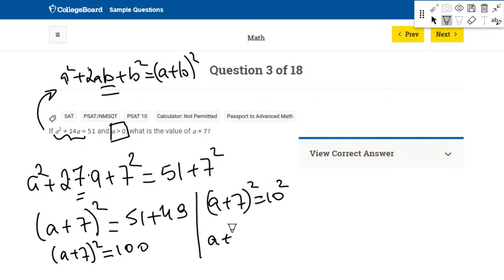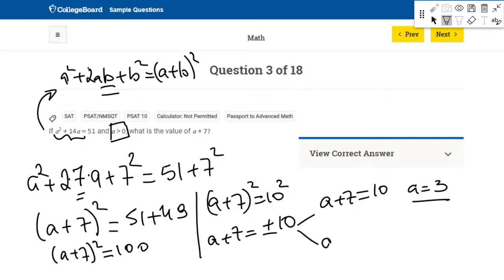A plus 7 equals plus or minus 10. So from here we get a plus 7 equals 10, and here a equals 3, or a plus 7 equals minus 10 and a equals minus 17. So these are our two roots of this quadratic equation. And since they say that a is more than 0, we pick this one, and we need to find the answer. A plus 7, it's 10.